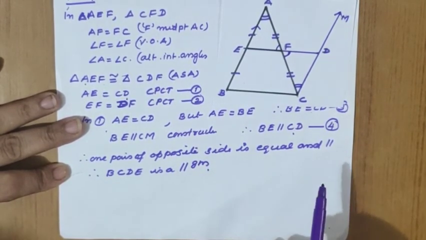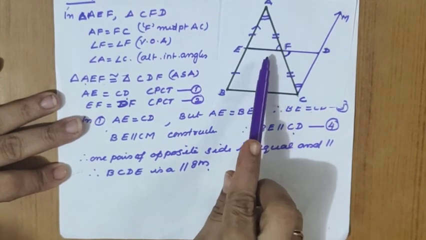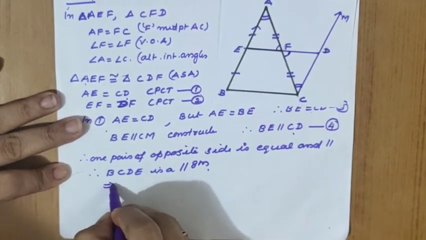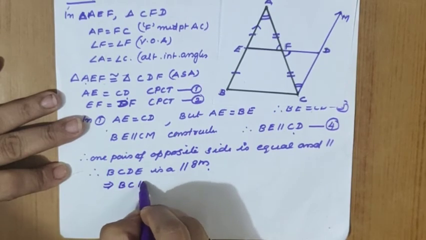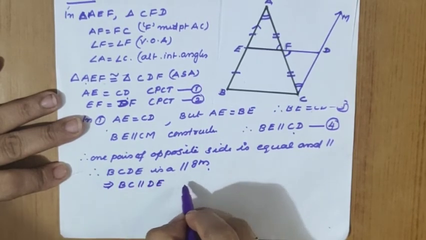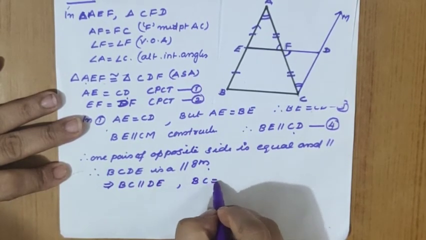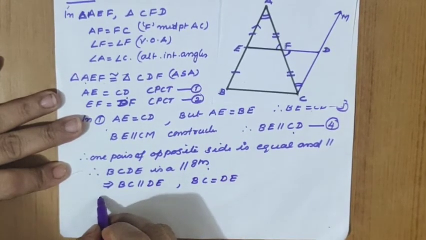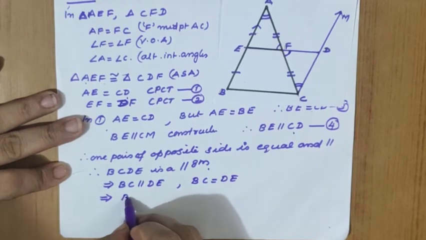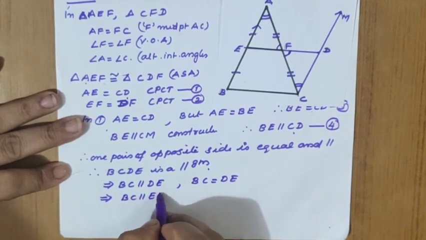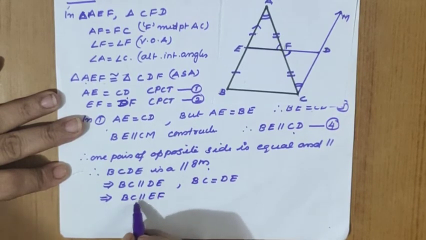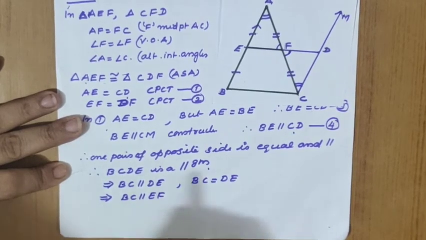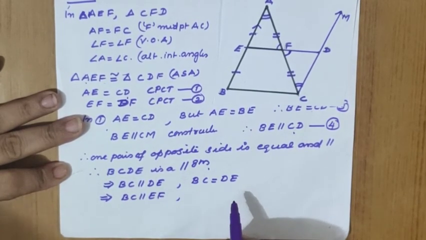So which is the not mentioned side? BC and ED. So this implies BC parallel to ED and BC equal to ED. If BC is parallel to DE, so we can write EF is a part of DE only. So BC is parallel to EF, right? Now BC equal to DE.